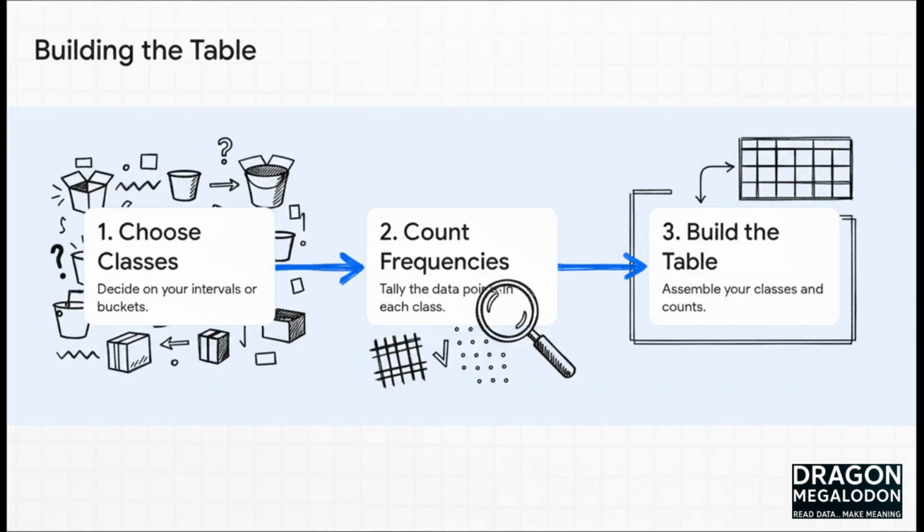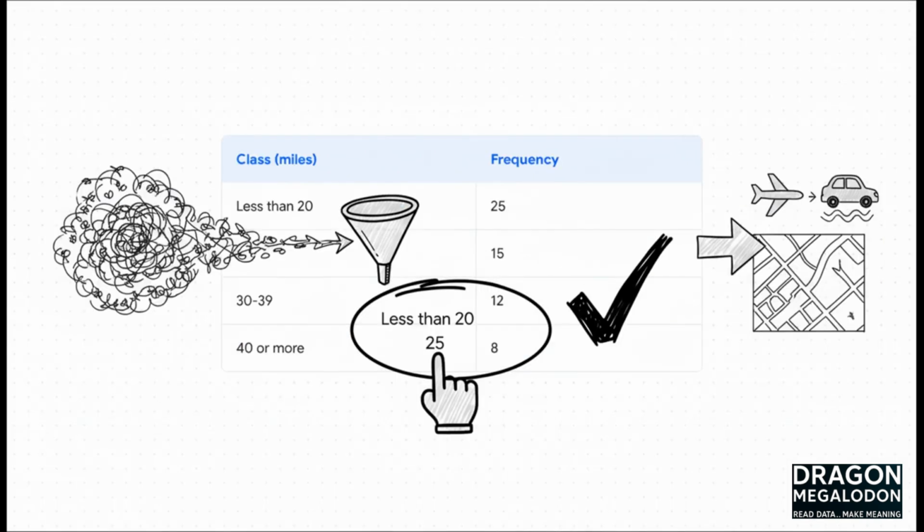So the whole process is really straightforward. First, you decide on your classes, your buckets. Then, you go through all your data and just tally up the frequencies for each class. And finally, you put it all together in a nice, neat table. And boom, look at that. Isn't that so much clearer? That chaotic cloud of 60 numbers is now perfectly organized. We can see in a split second that the most common trips were under 20 miles. That happened 25 times. See? This table tells a story that the raw numbers just couldn't.